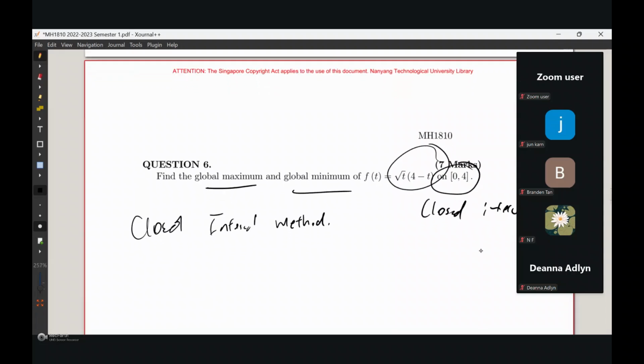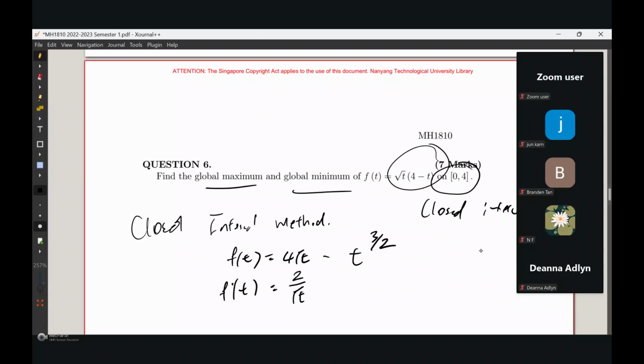So let's go ahead and find the derivative. So f of t, I'm just going to multiply this square root t inside, so we get 4 square root t minus t to the power of 3 over 2. So f prime t, just differentiate this. You should get 2 over square root t, then minus 3 over 2 square root t.